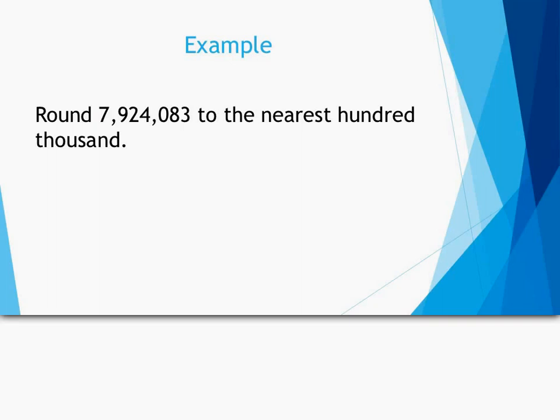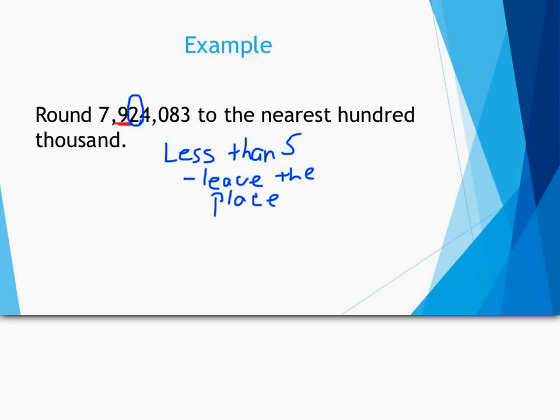Let's look at another example. We have 7,924,083, and we want to round to the nearest 100,000. So in this case, we're rounding to this position, the 100,000. So we look at the number to the right, and that number is less than 5. So we leave the round-off place alone.